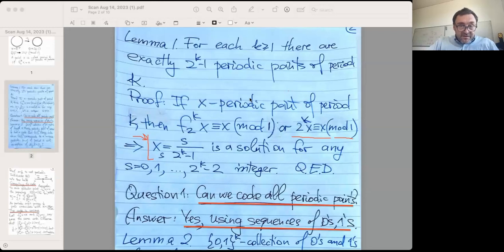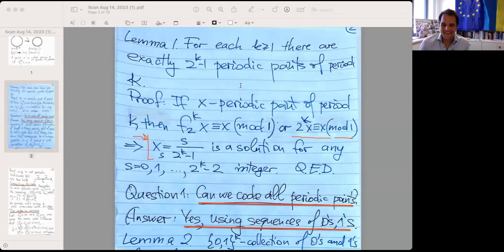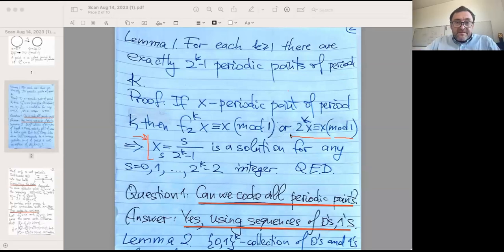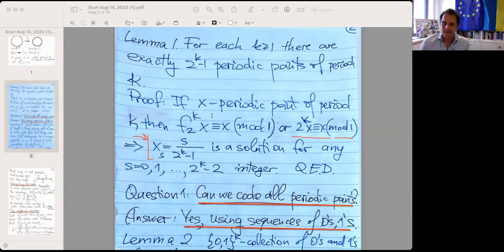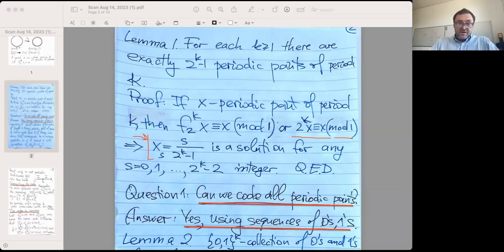So let's see, there is a question. Could you please explain what a periodic map means? I'm looking for periodic points. Does it answer the question? I'm looking for solutions of this equation. Okay.